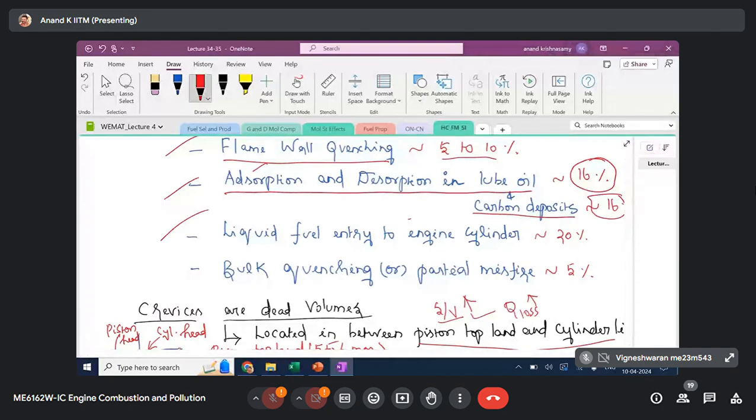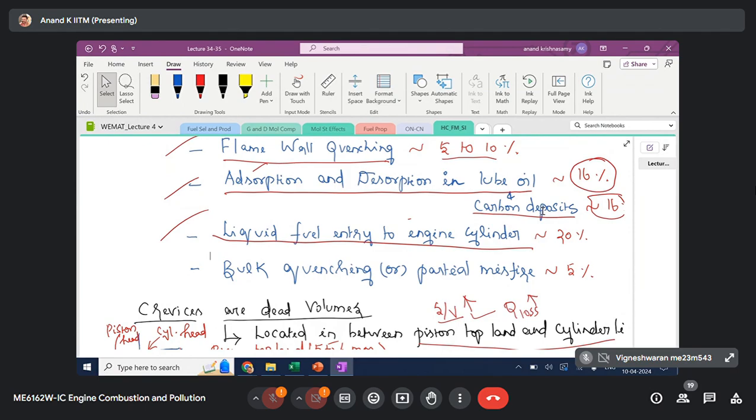The next source is liquid fuel entering the cylinder. Ideally, you would expect only gas phase fuel going into the engine cylinder along with air. As soon as you spray fuel through a powered fuel injector, we expect that the sprayed fuel gets into gas phase immediately, because gasoline is a volatile fuel. We expect that the liquid phase gasoline is converted to gas phase and carried into the cylinder by the air stream. This is an ideal case, but actually some liquid fuel is also carried into the engine cylinder.